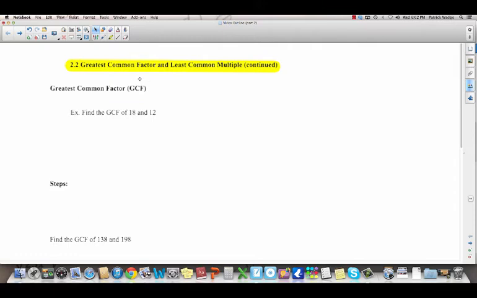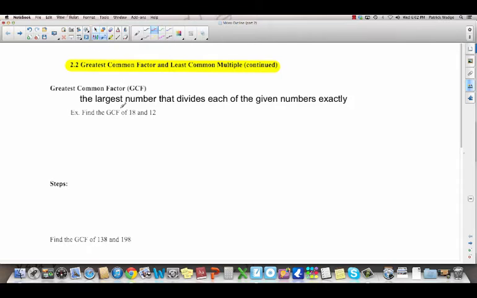So when we're looking for a greatest common factor, that's when we're talking about more than one number at the same time, and what we're looking for is the largest number that divides each of the given numbers exactly. For example, if we wanted to find the greatest common factor of 18 and 12, let's just think of this for a second. The factors of 18, what are the factors of 18?